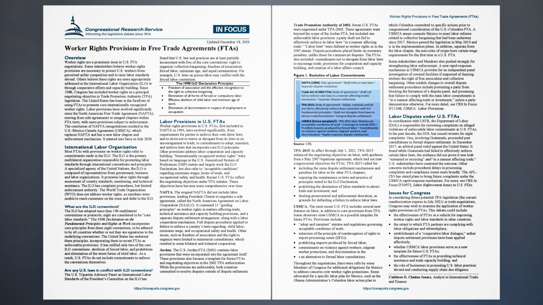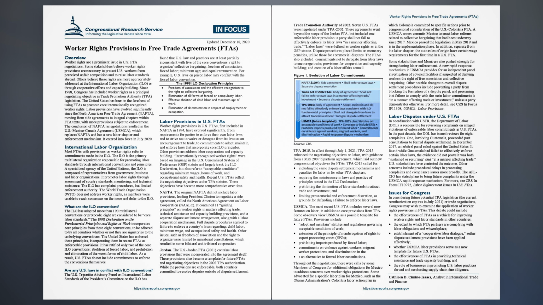It found that while Guatemala had failed to effectively enforce certain labor laws, the evidence did not prove it was both sustained or recurring, and in a manner affecting trade. U.S. stakeholders have contested the outcome. Other concerns include procedural delays in processing complaints and compliance issues more broadly. The AFL-CIO has stated plans to bring future complaints under the USMCA Rapid Response Mechanism. For more, see CRS In Focus IF10972, Labor Enforcement Issues in U.S. FTAs.